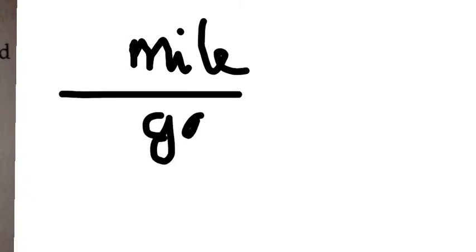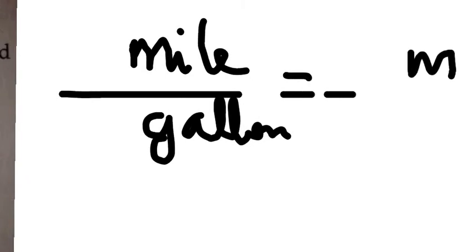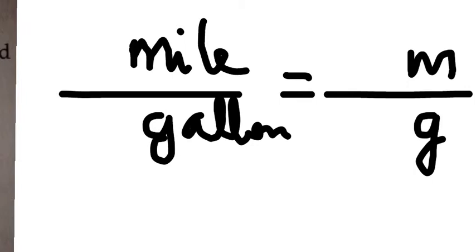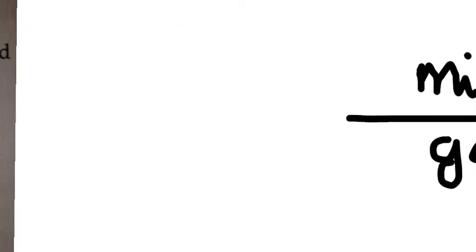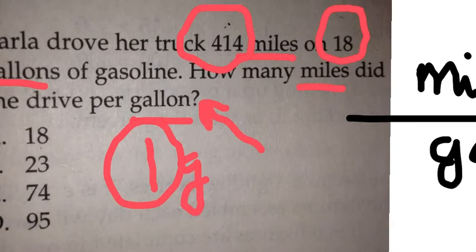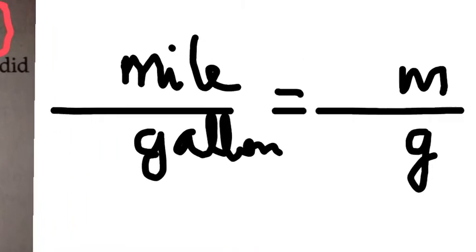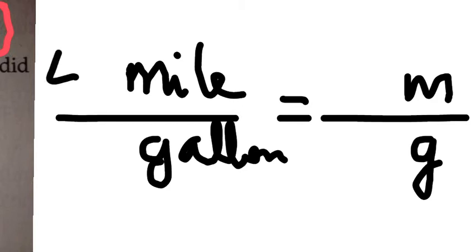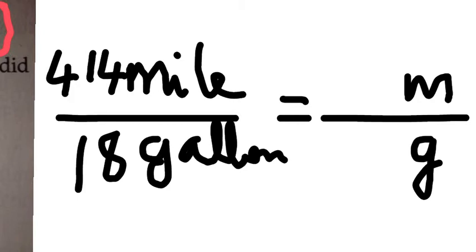Now I'm going to go to the side. So we have miles per gallon and miles per gallon. I'm just going to put M and G right there. Okay, going back to the problem, 414 miles on 18 gallons. So 414 miles goes to the top, on 18 gallons, and again, like we said, 1 gallon was the missing number, and X is going to go right there.